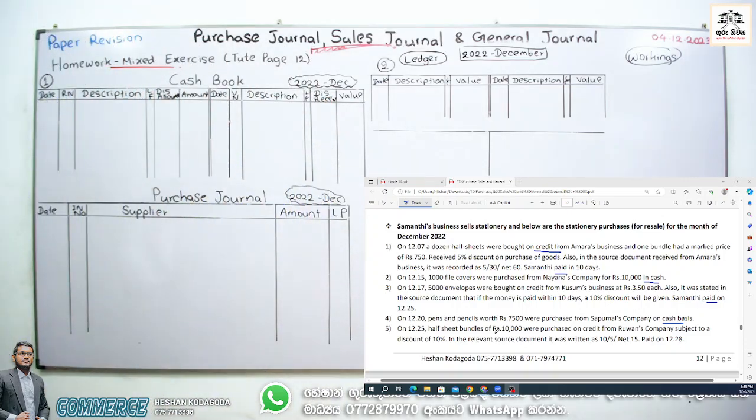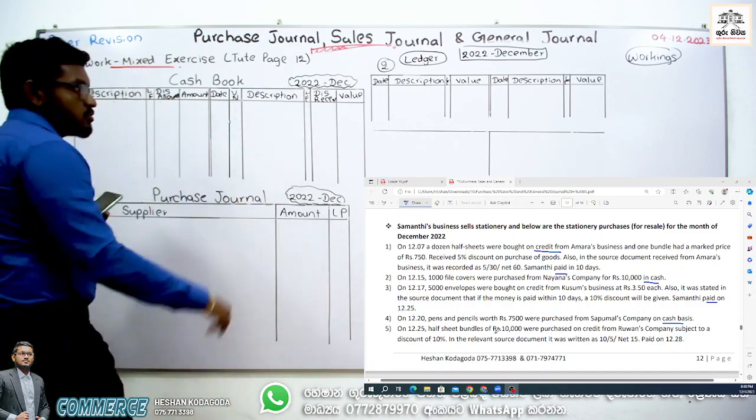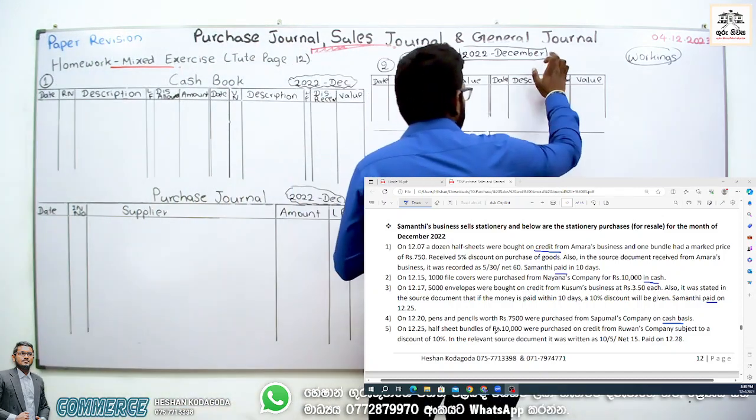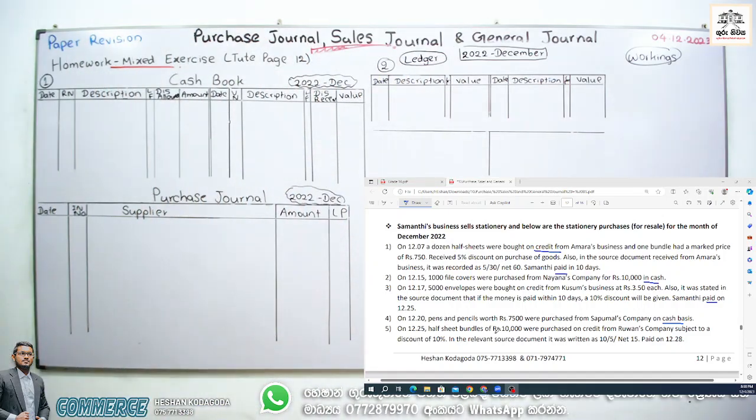So what is the first one? On December 7. Now you know in my cash book, December 2020, and my ledger heading also December 2020. Then we don't need to repeat the month and year again. On December 7th, a dozen half sheets.